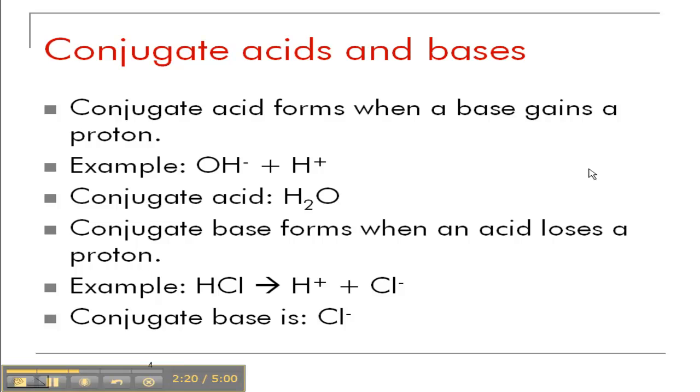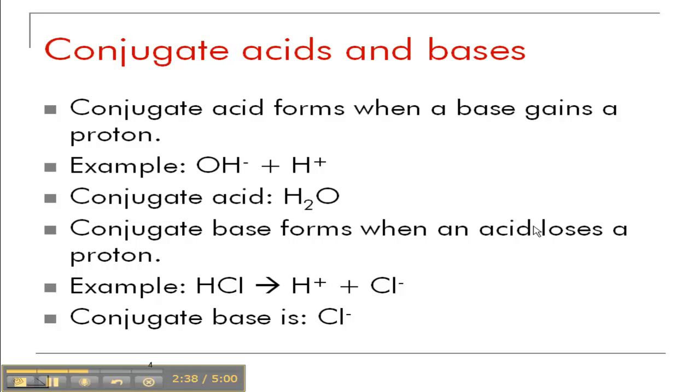So a conjugate acid base, this is when we're dealing with Bronsted-Lowry. A conjugate acid is going to form when a base gains a proton. So for example, when you have hydroxide and you add a hydrogen to it, you get water. So water is a conjugate acid of hydroxide.